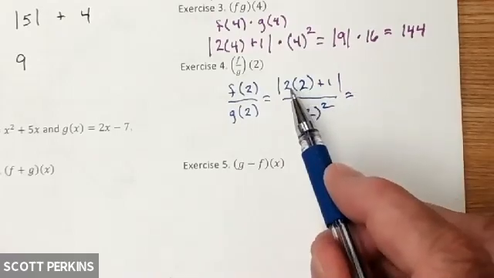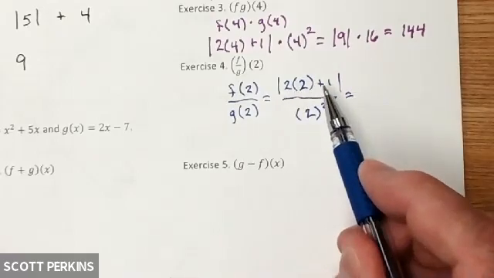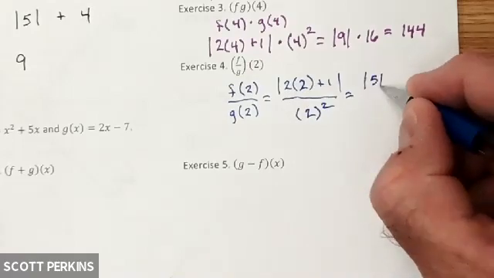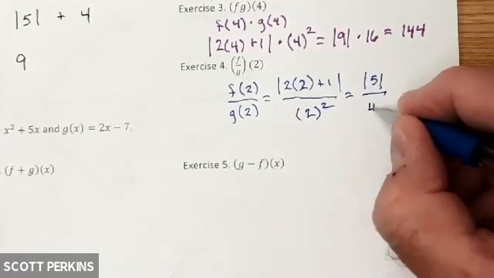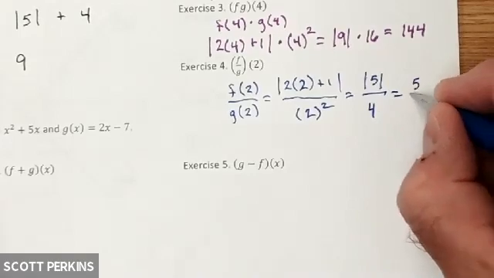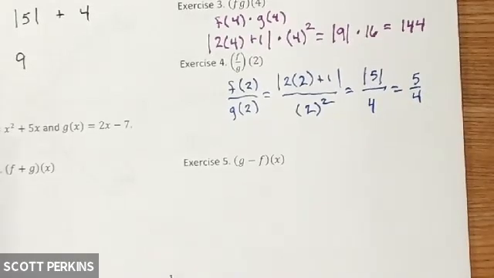So in the numerator, 2 times 2 is 4, plus 1 is 5. So that's the absolute value of 5. In the bottom, 2 squared is 4. And so I end up with just 5 over 4. If you're a fan of decimals, 1.25 is an acceptable answer.